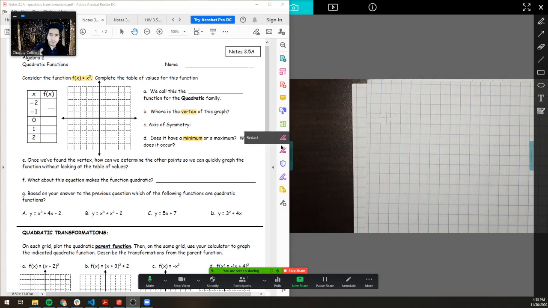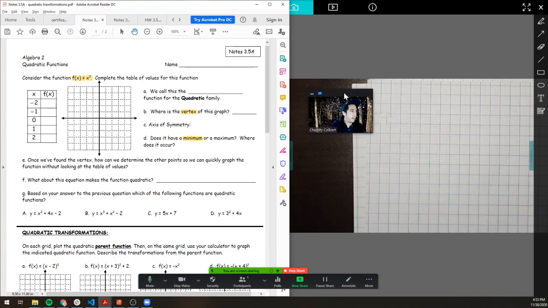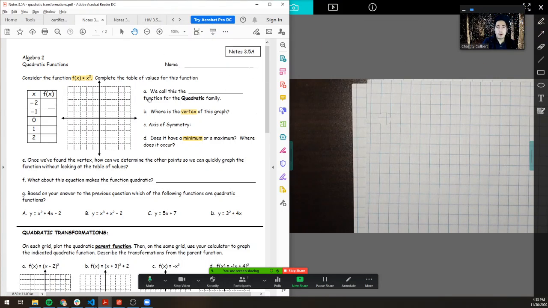I went over these notes in class today, but in case you weren't there or you want to watch it again, I'm making this video. So we're looking at notes 3.5a. We're going to do 3.5b in another video, and then I'll look at the homework. So consider this function. We're talking about quadratics, and today we're actually talking about the vertex form, which I might kind of go in a different order than I did in class.